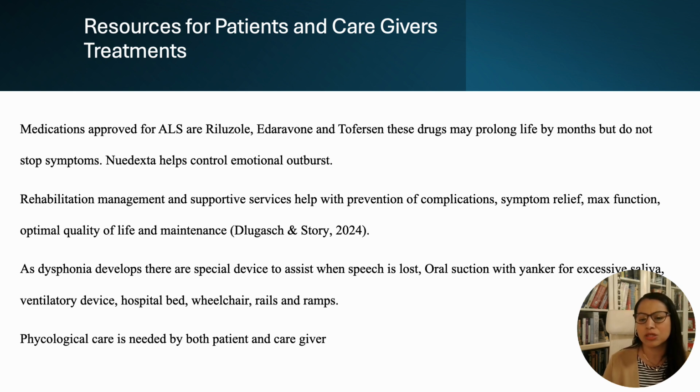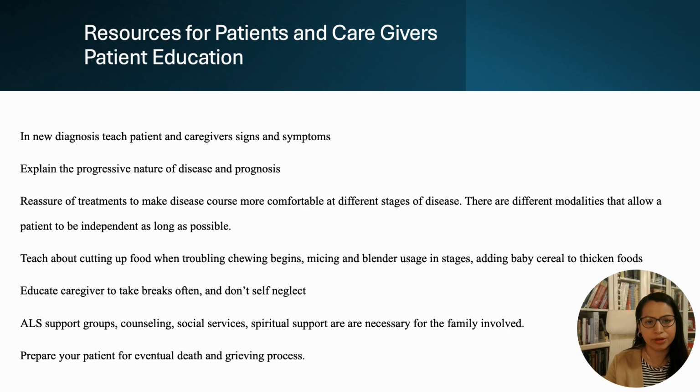Having oral suction with Yankauers accessible because of the excessive saliva. Essentially, ventilation devices will be needed, because as their lung muscles weaken, they need that support. Hospital beds are needed, wheelchairs, electric wheelchairs essentially, and rails and ramps around their house are what we need to provide for our patients. And of course, psychological care is needed by both patient and caregiver.